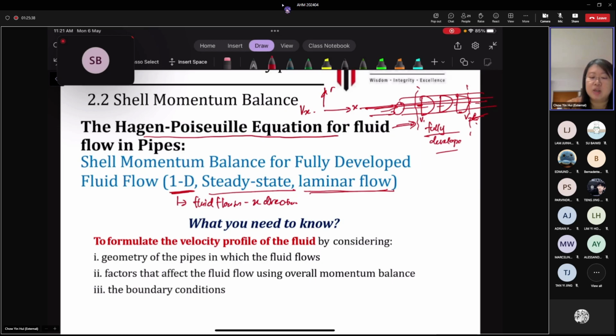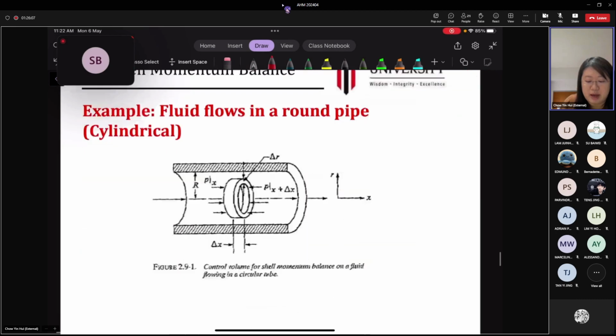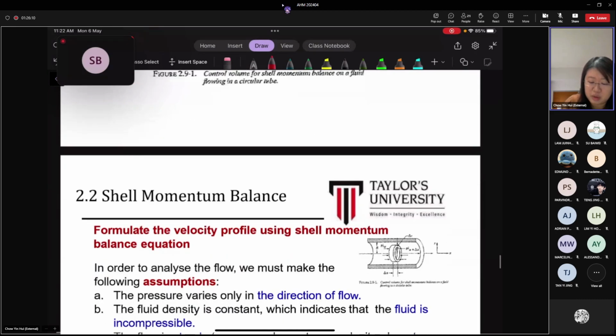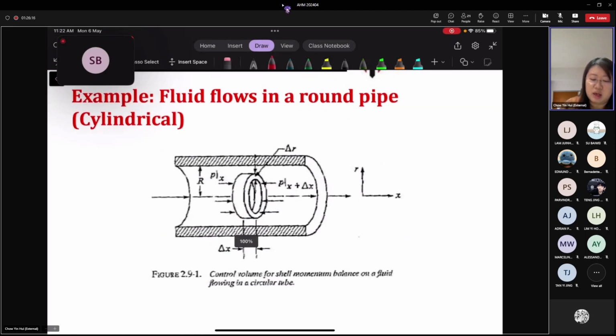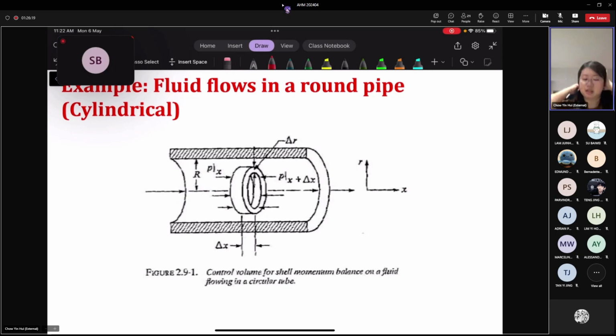Now, the velocity profile will be affected by a few things. When we formulate it, we need to consider the geometry we are dealing with, whether it's horizontal, vertical, or sometimes inclined. Also, what forces act on the fluid flow, and the boundary conditions that we discussed during the first hour of the lecture. To do that, later you'll see we need to make some assumptions. We'll come back to this later, and look at how we denote things here first.